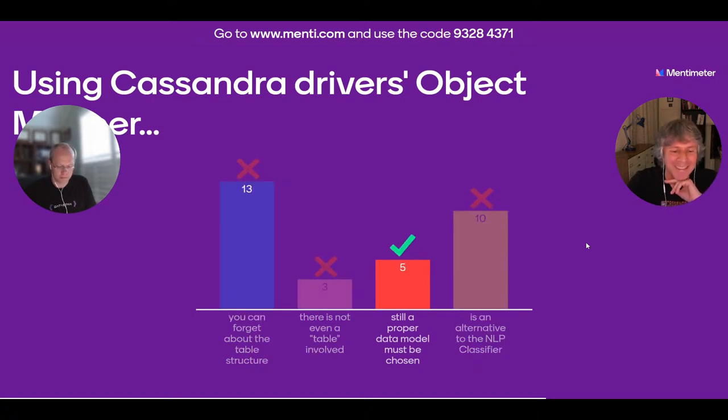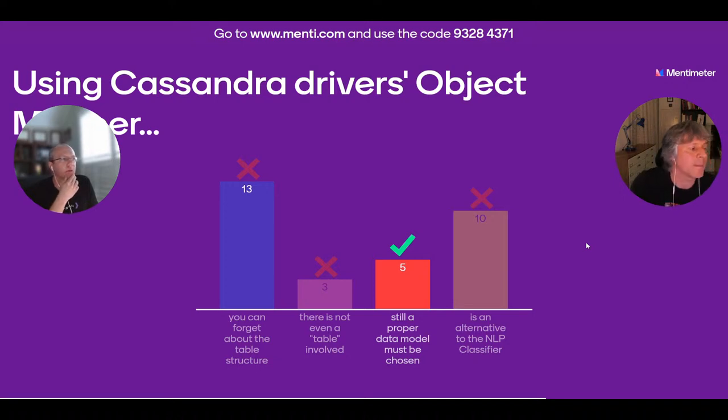That was hard, Artyom. What do you think? So object mapper is a way to access tables in Cassandra, or in general, when there's a database driver involved. But it would be very dangerous to think that this enables you to forget about the underlying table structure, because there is a table underlying behind that. And if you get it wrong, you will still run into avoidable performance issues.